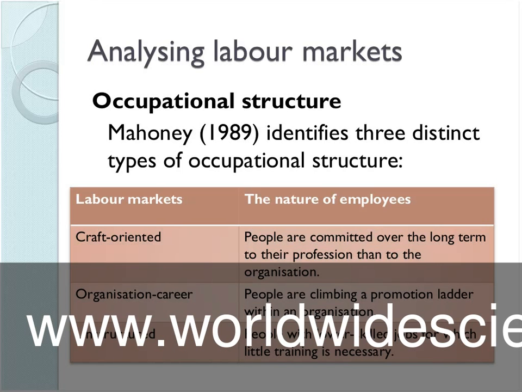The labor markets also differ according to established behavioral norms among the different occupational groups. The attitudes of people to their organization and to their work vary considerably from profession to profession, as you know, with important implications for their employers. Here is a useful model developed by Mahoney that illustrates these differences. He identifies three distinct types of occupational structure, which you can see in the slide: craft-oriented, organization career, and unstructured markets.